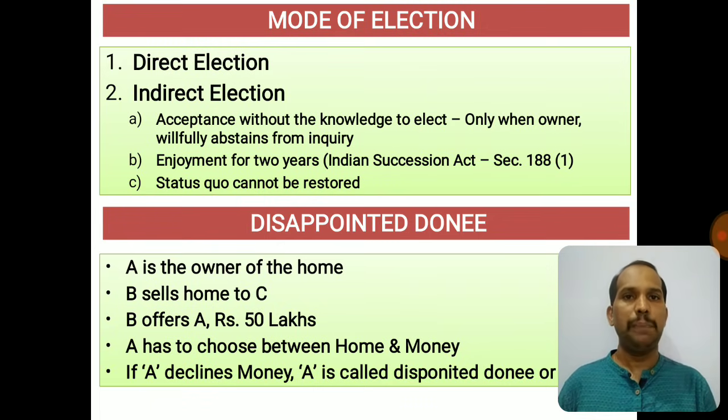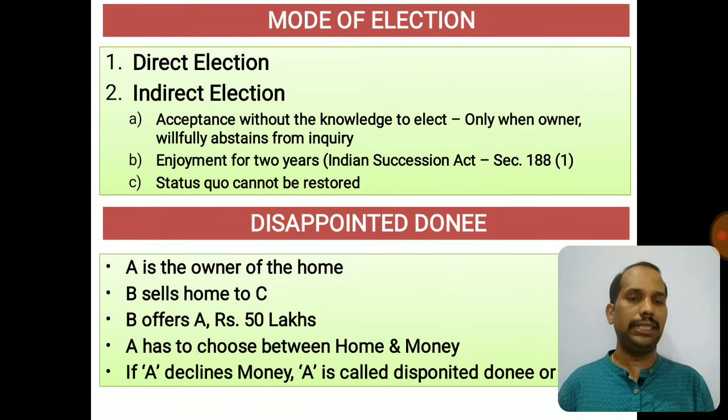There are three types here. One, acceptance without the knowledge to elect. Now, you are not even aware that what kind of transaction happened, but you are electing. But here there is a condition. Only when owner willfully abstains from enquiry. Now, somebody is giving 2 lakh rupees to you. You simply enjoy it. No, you'll ask, right? If you are not asking and still continue to enjoy, that means you have never tried to understand where is this money coming from. So you are at risk. If you are doing that, then that is indirect election. If you are asking and inquiring, and then if you are going for a choice, then it becomes a direct election.